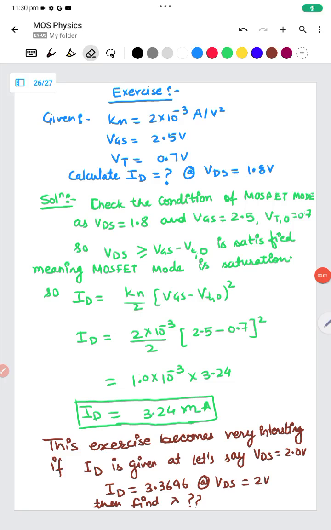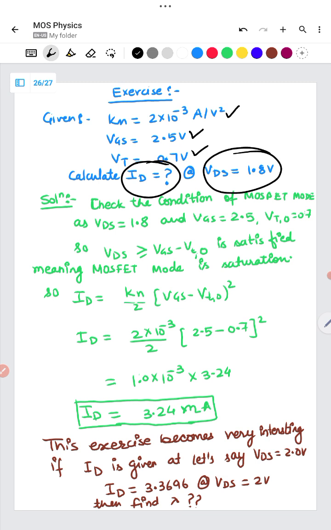In this lecture, let's take a numerical example on the current-voltage characteristics of a MOSFET. This is a very good example. In this example, it is given that the Kn of a MOSFET is 2 × 10^-3 ampere per volt square, VGS is 2.5, and VT is 0.7. We have to calculate the ID at exactly VDS equal to 1.8 volt.